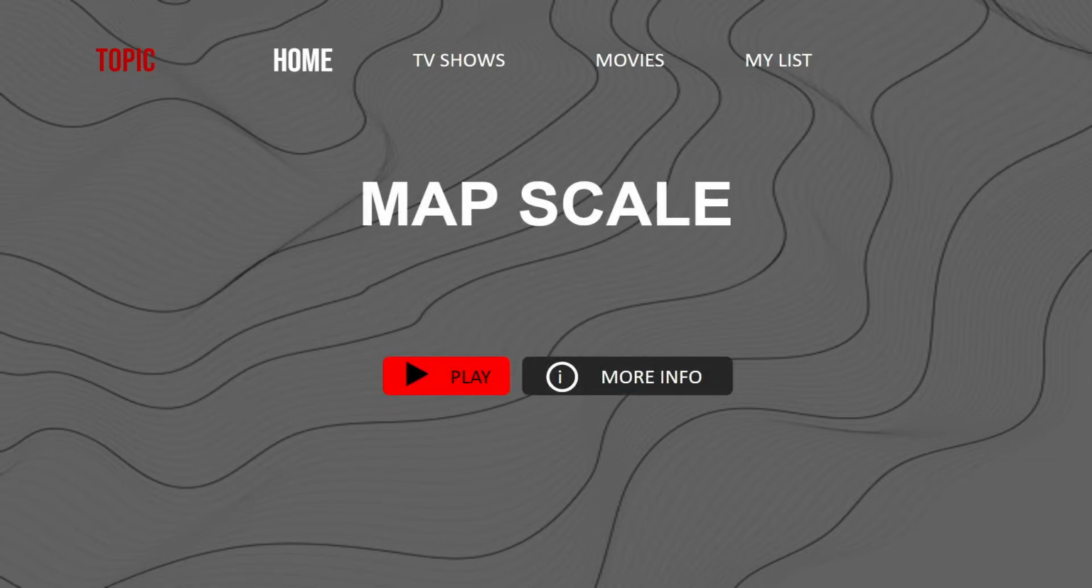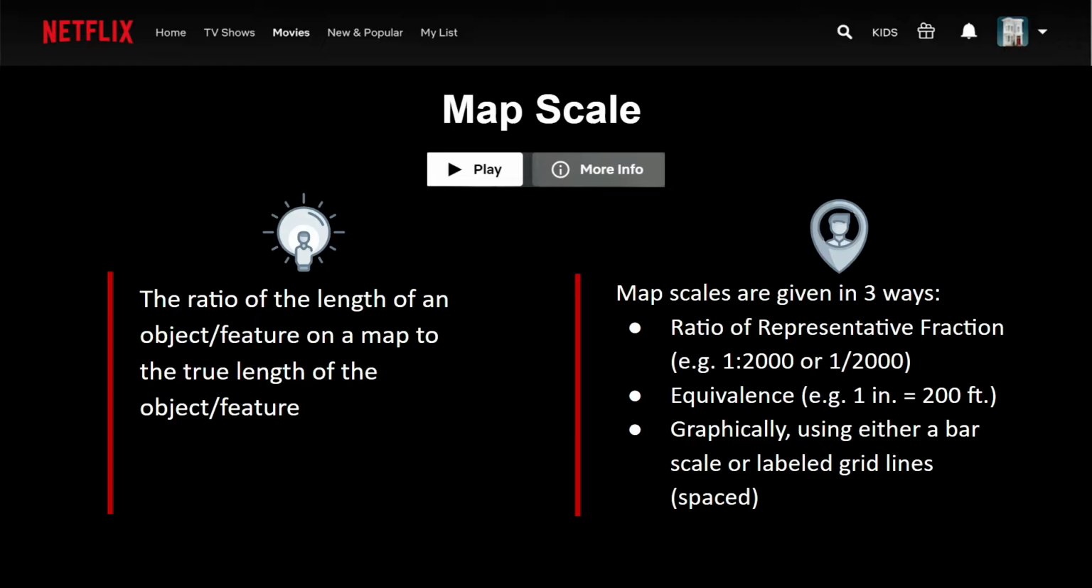Map scale. Next slide, please. Map scale is the ratio of the length of an object or feature on a map to the true length of the object or feature. These are given in three ways. First is the ratio or representative fraction, or 1 is to 2000, or 1 over 2000. Second is equivalence, wherein 1 inch on a ruler is equal to 200 feet when measuring a topographic map using a ruler or any measuring device. And lastly, we have graphically, using either a bar scale or labeled grid lines that are spaced.